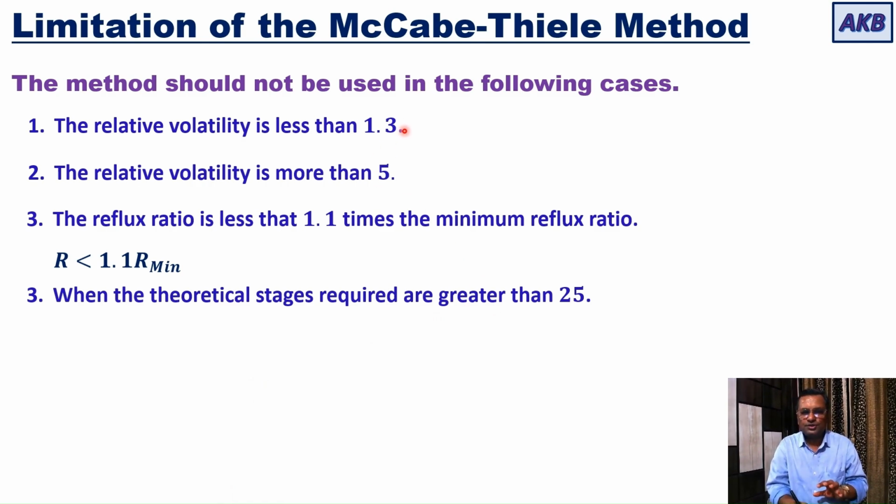First, you cannot use it if the relative volatility is less than 1.3. You cannot use it if the relative volatility is more than 5. You cannot use it if the reflux ratio is less than 1.1 times the minimum reflux ratio, and you cannot use it when the theoretical stages required are greater than 25. So with this, I end my discussion for this particular video.